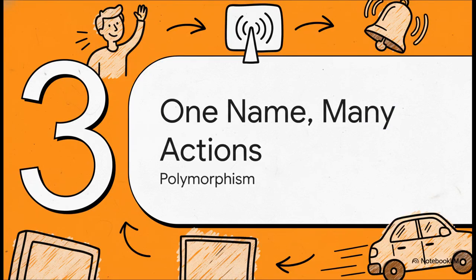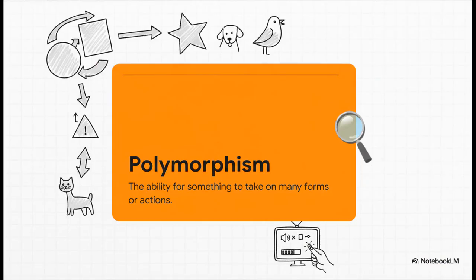All right, now for the idea that sometimes trips people up, but trust me, it's something you already understand intuitively. We're going to call it one name, many actions. It's basically the idea of giving the exact same command to different things and having each one respond in its own perfect way. Now, the fancy $50 word for this is polymorphism. It literally just means many forms. It sounds all academic and complicated, but I'm telling you, you use this principle all day, every day.